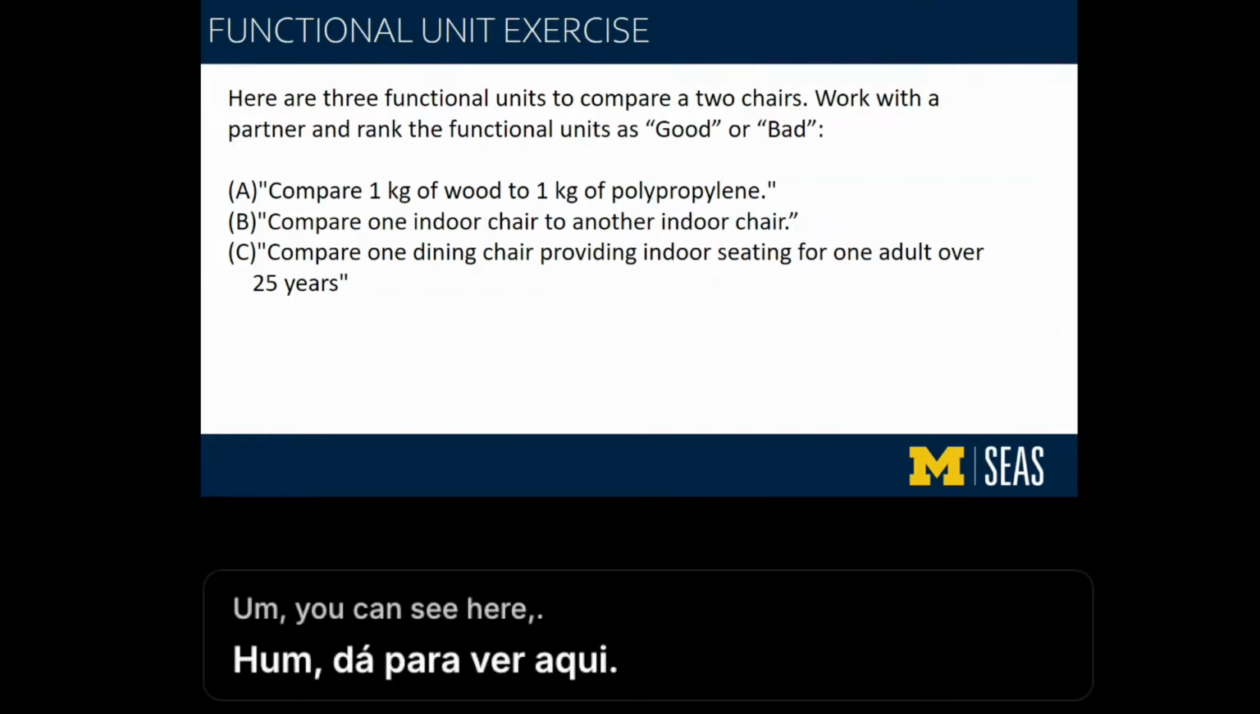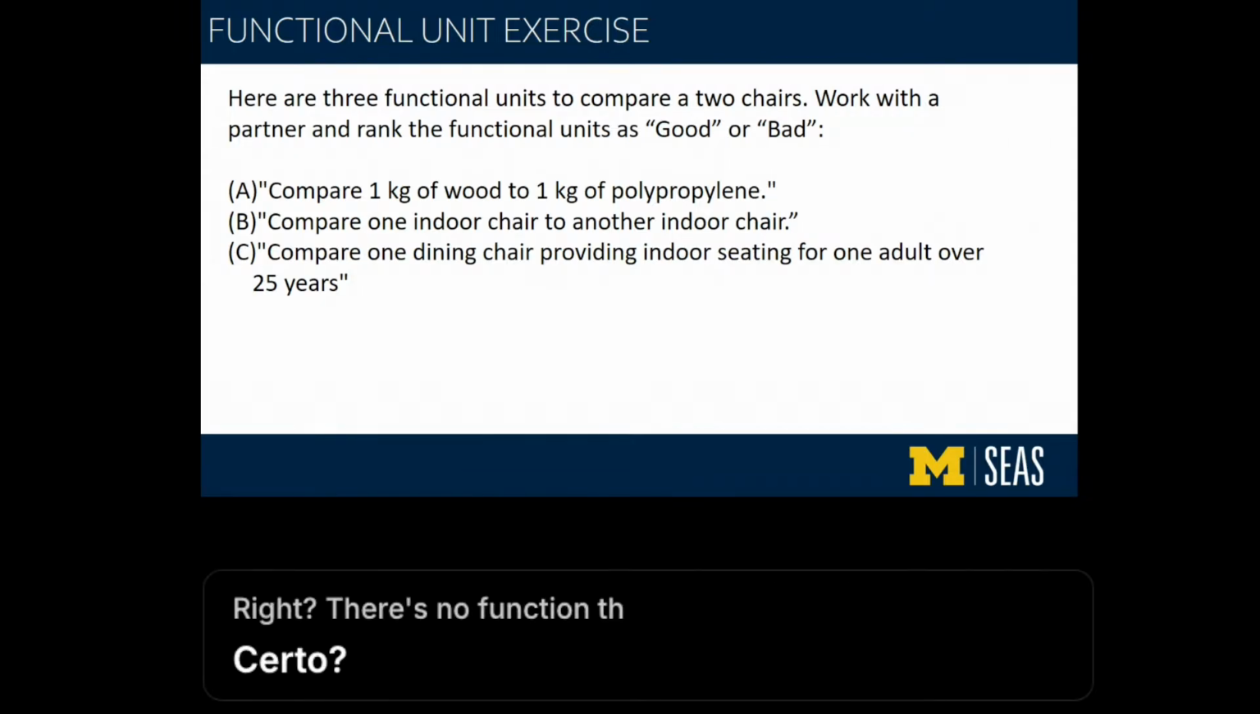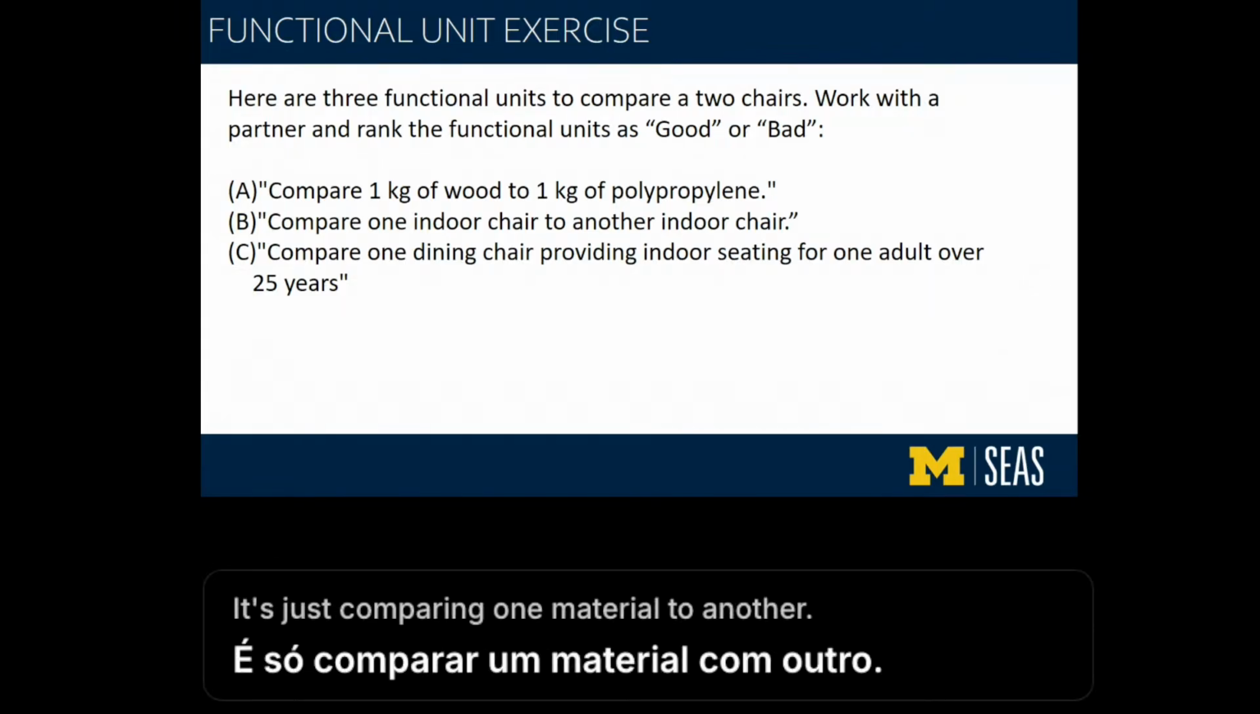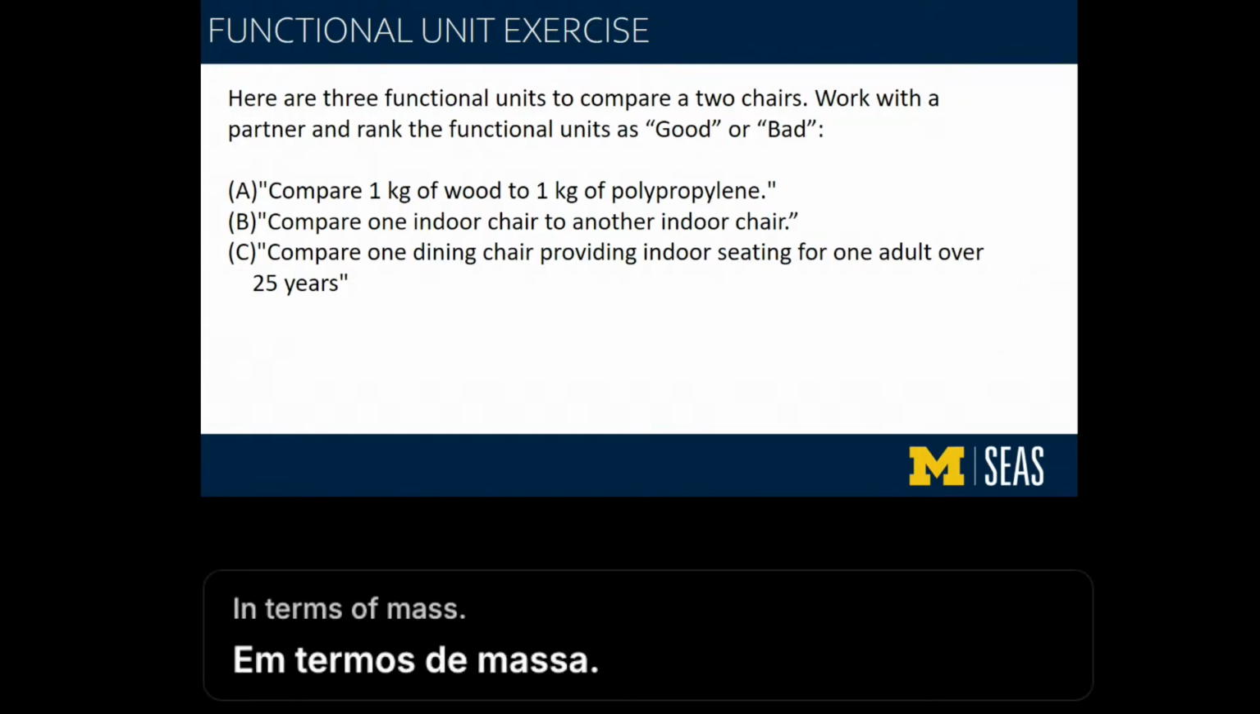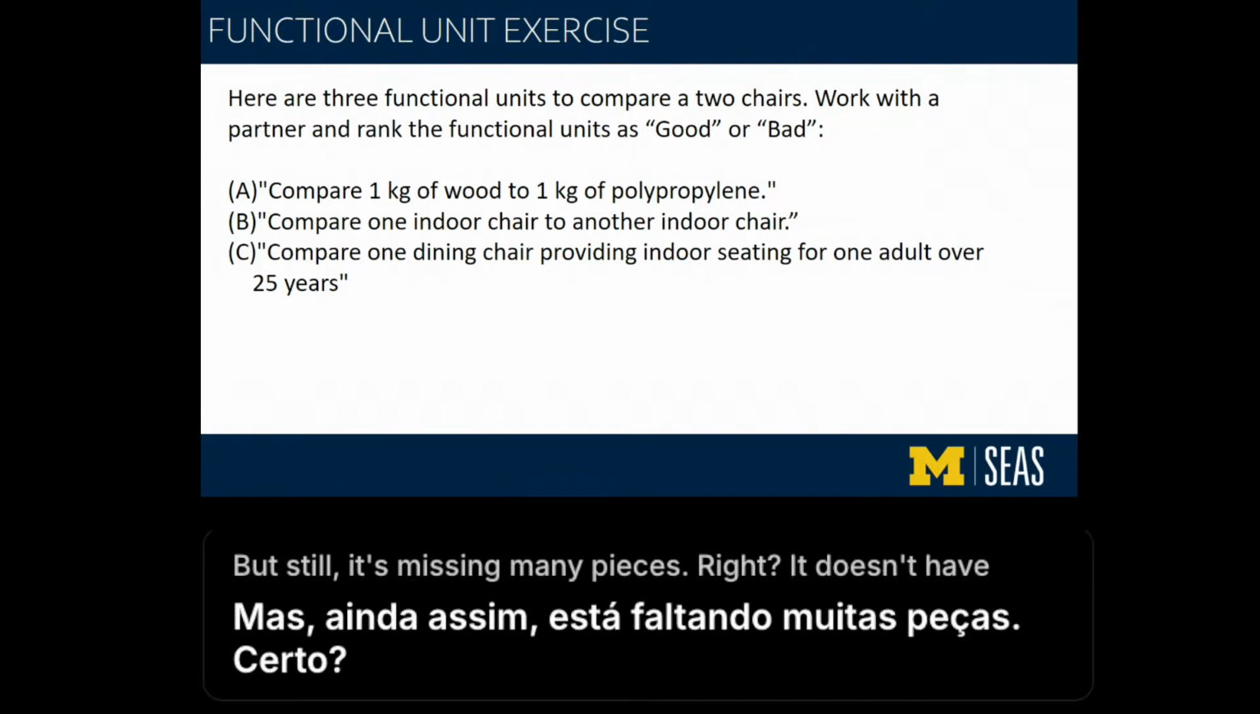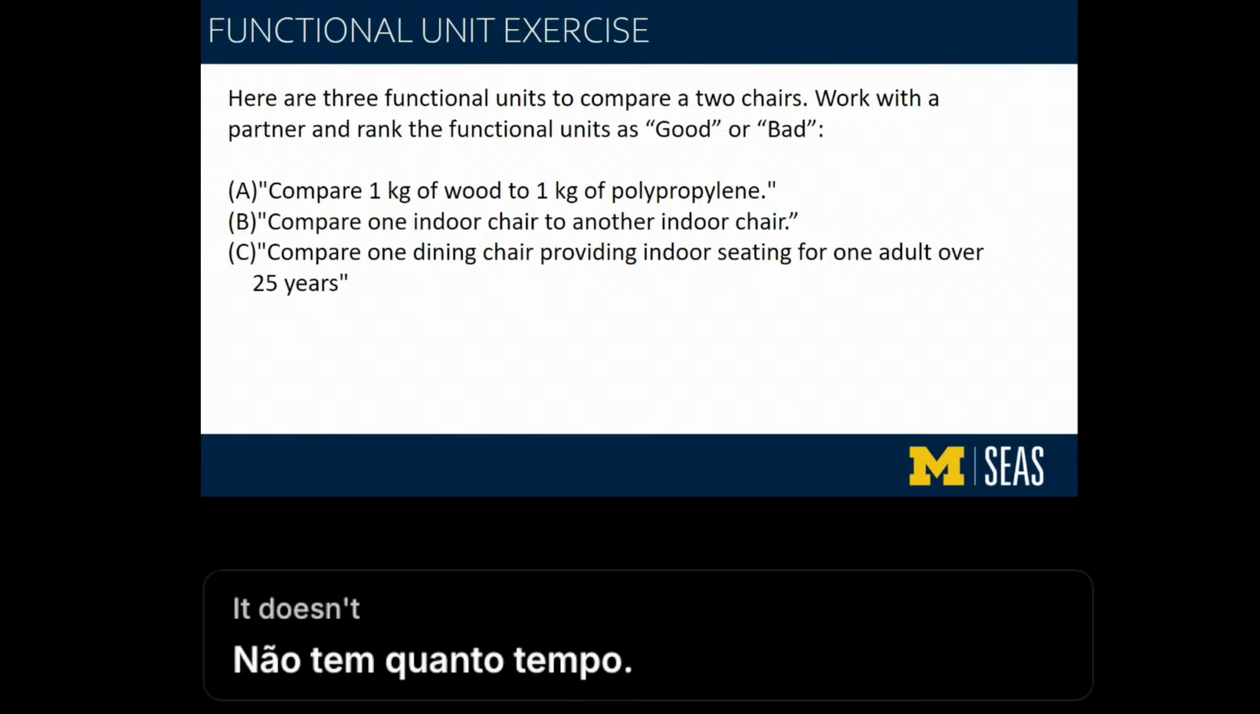Now, the first one, A, is just comparing materials. It doesn't even tell you what they're doing, right? There's no function there. It's just comparing one material to another in terms of mass. The second one does tell you what it's doing. It's a chair, but still, it's missing many pieces, right? It doesn't have how long. It doesn't have where it's happening and what quality it's got to do this at.